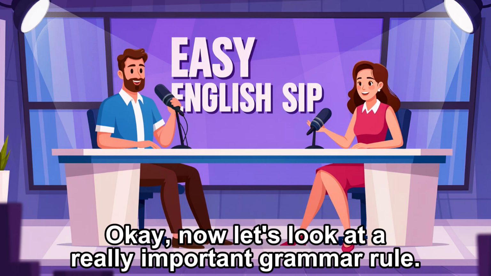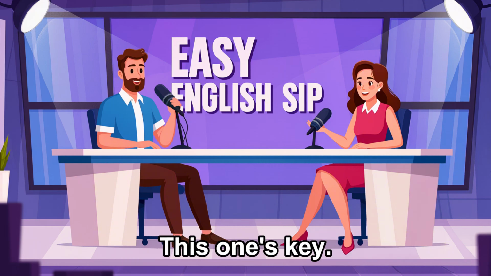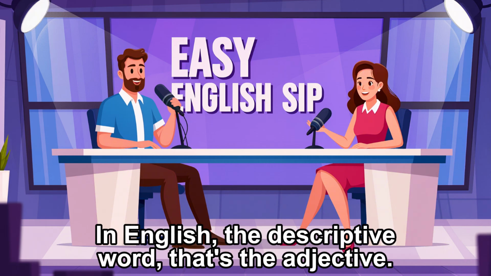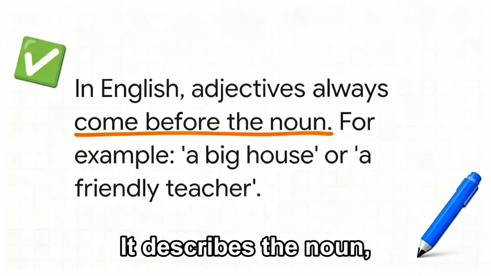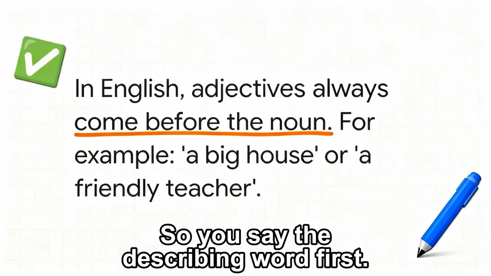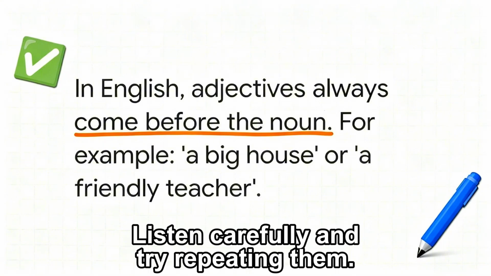Okay, now let's look at a really important grammar rule. This makes your English sound correct. Oh, yeah, this one's key. It is. In English, the descriptive word, that's the adjective, comes before the thing it describes, the noun. Right, so you say the describing word first. Let's try these 3 examples. Listen carefully and try repeating them.